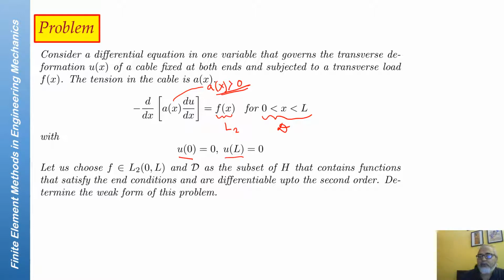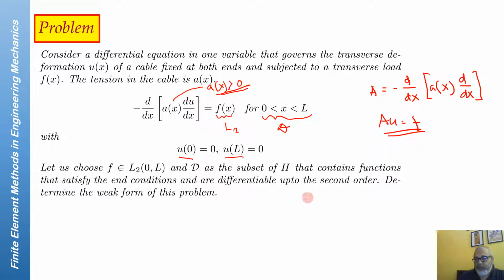To find the weak form, we first have to identify the operator. The operator in this case is A, which is d/dx of a(x) d/dx. This is the operator, so that Au equal to f is my differential equation. Now I will have to prove that this operator is symmetric or self-adjoint, which means this is equal to this. So after I have proved the self-adjoint, I will have to prove that (Au, u) is always greater than 0.